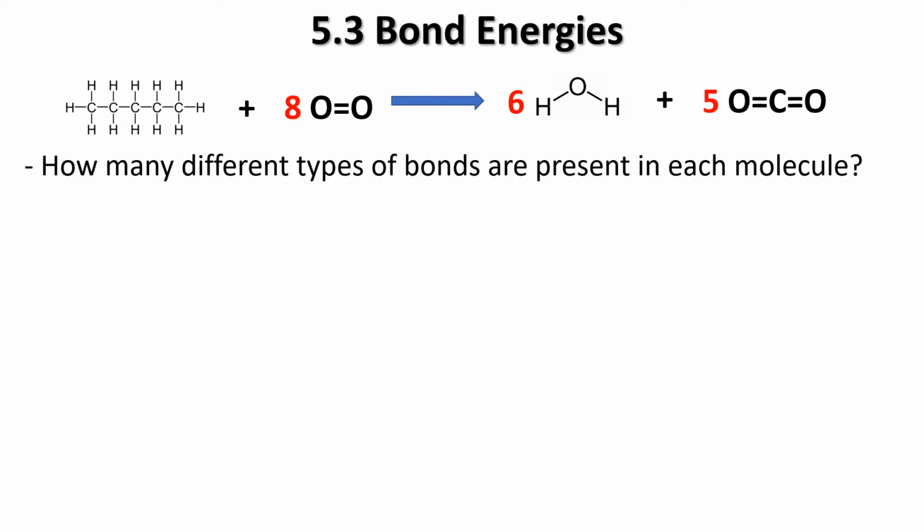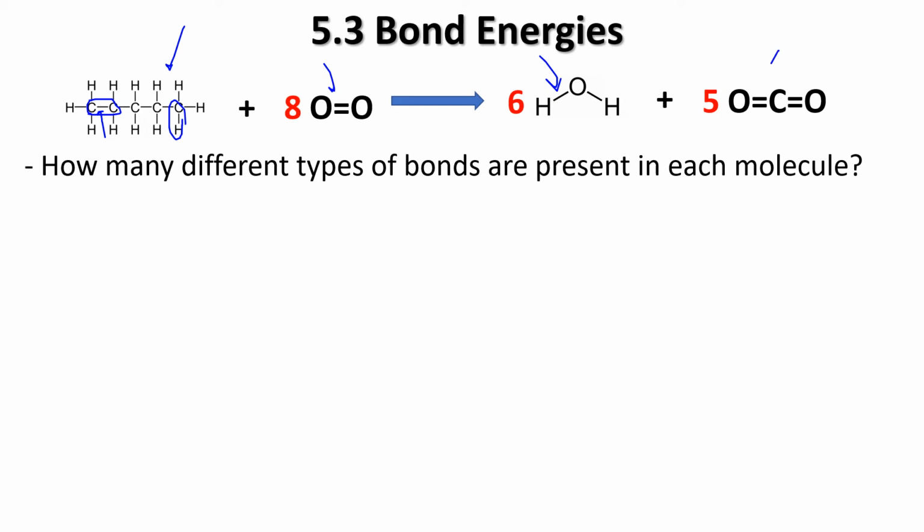Now, the question I have is how many different types of bonds are present in each molecule? Looking at this one here, if you identify how many different types of bonds, you'd say there's 2. We've got carbon-carbon bonds. Yes, there's more than one of them, but here's a carbon-carbon bond. And additionally, we have a carbon-hydrogen bond, and there's a bunch of those. So there's 2 types of bonds here. Here, there's only one type. It's an oxygen double bond. Here, there's only one type.